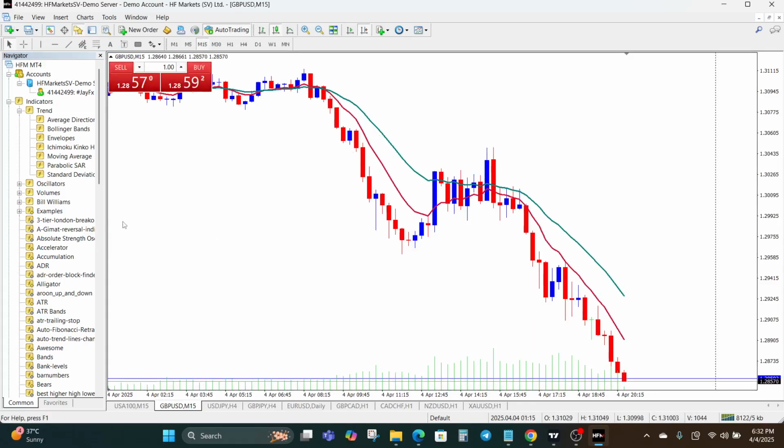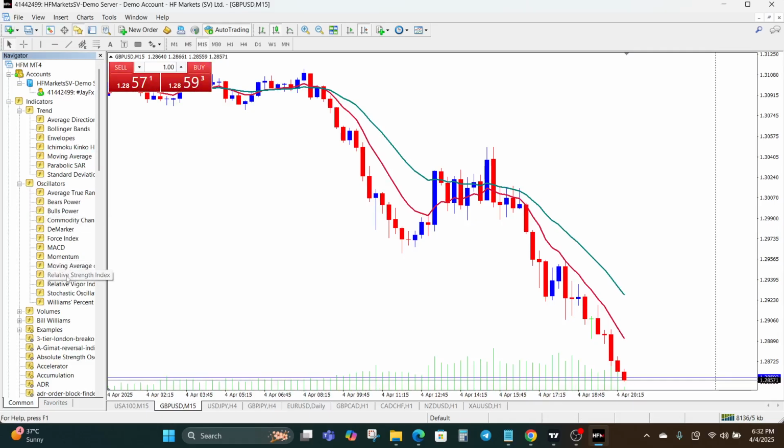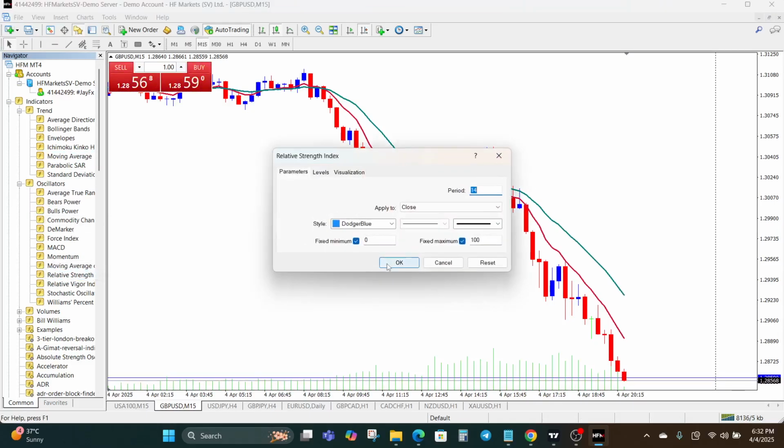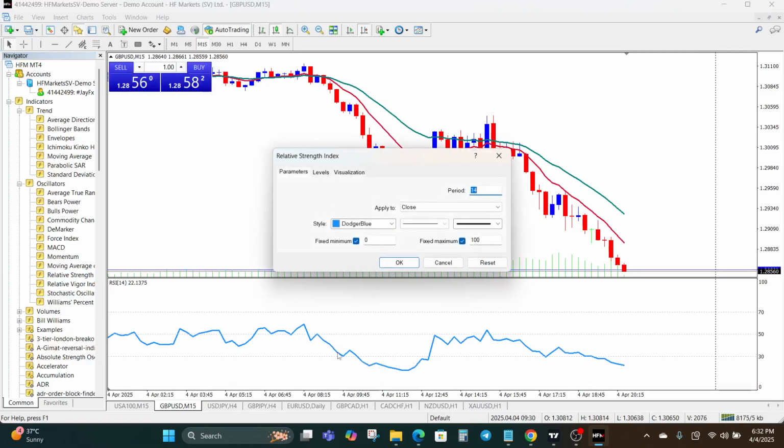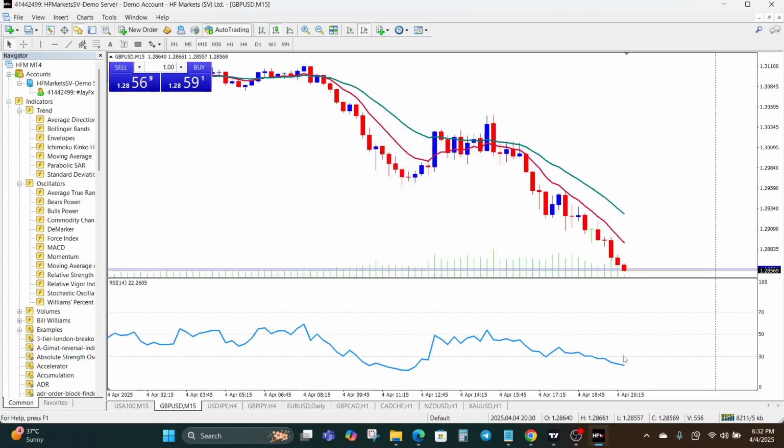The next indicator we are going to be talking about is the relative strength index, or RSI for short. The relative strength index helps you spot overbought and oversold conditions. For scalping, you set the RSI to period 14. The 14 period is the default period, with levels marked at 70 and 30.